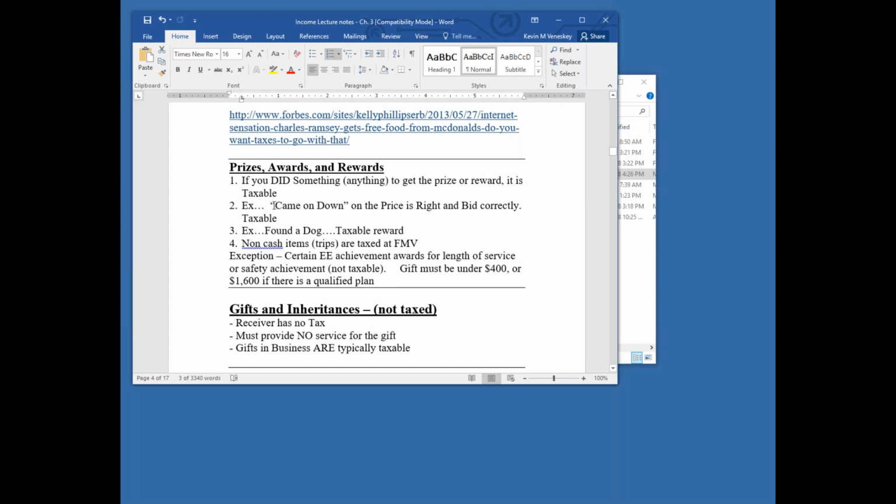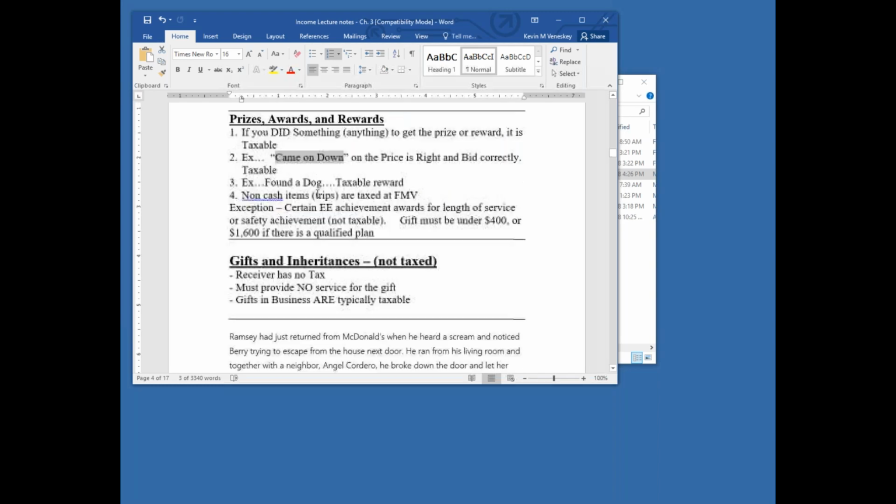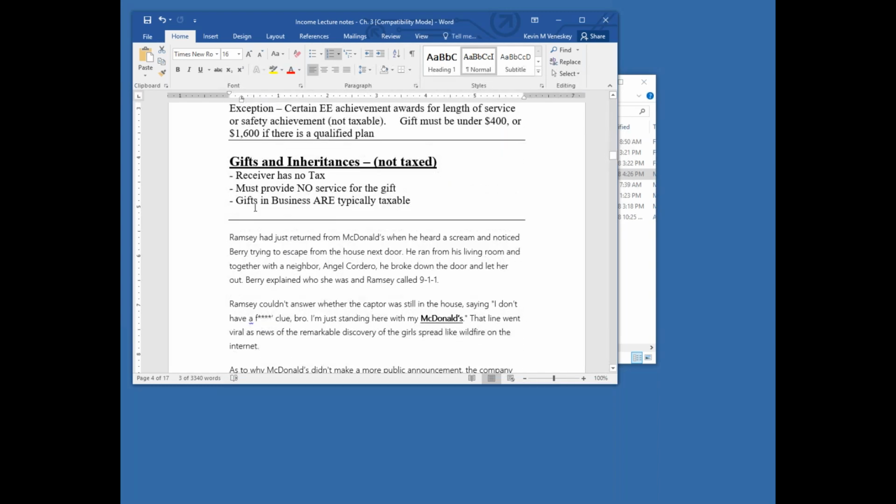Because basically the key here with any prizes or rewards is, if you did anything to get the prize, it is taxable. Well, in this case, all he did was make a call and mention McDonald's. He didn't really do anything to try and get the prize. He wasn't trying to get free Big Macs. At least that's what the story is. So if you came on down to The Price is Right, you had the intention of winning a prize, then it is taxable. We've talked about gifts and inheritances. These are not taxed.